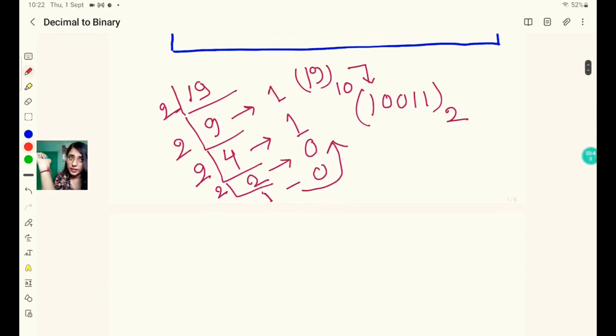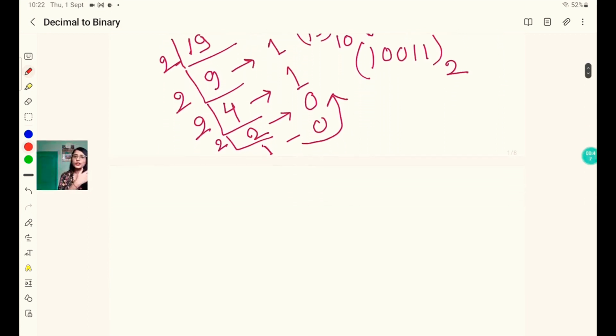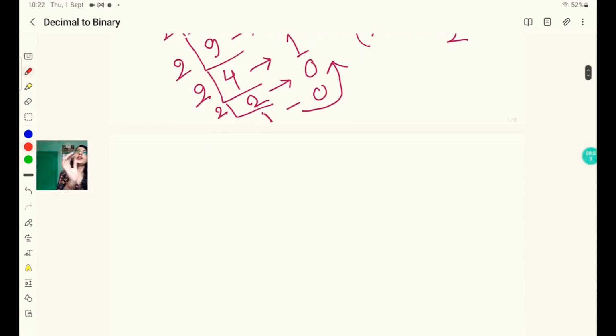But in this video, we are not going to do that. We are going to use some tricks by which we can easily convert a decimal number to a binary one. So first of all, we need to know what a binary number is. In the binary number system, we have only two values, either 0 or 1. A binary number can have only two values, either 0 or 1.